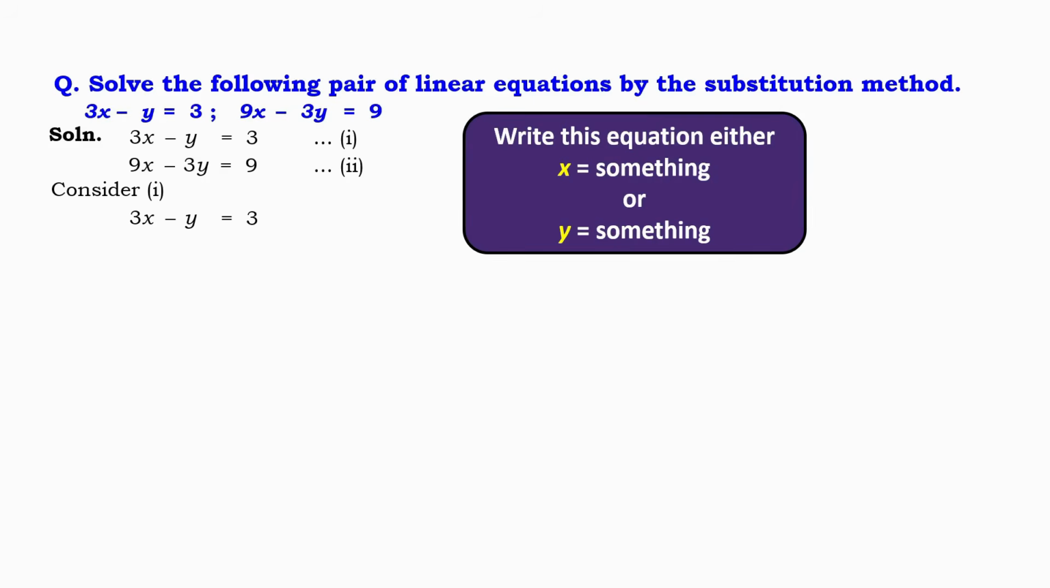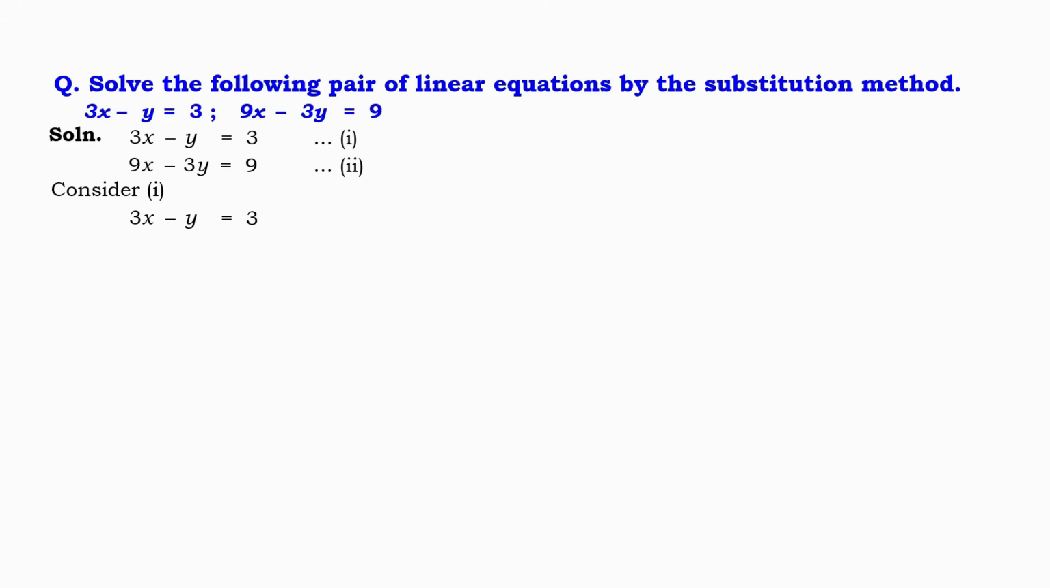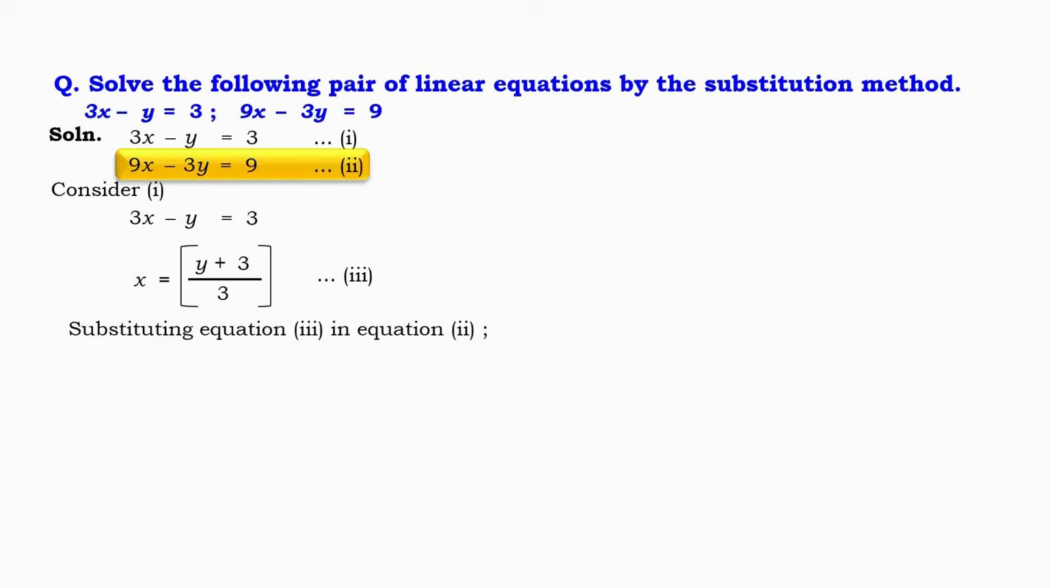Now we apply the substitution method. Let us consider equation 1. 3x minus y equals 3. We express x in terms of y. Move minus y to the right side. So we get 3x equals y plus 3. Now divide both sides by 3. So, x equals (y plus 3) divided by 3. Let us call this equation 3.